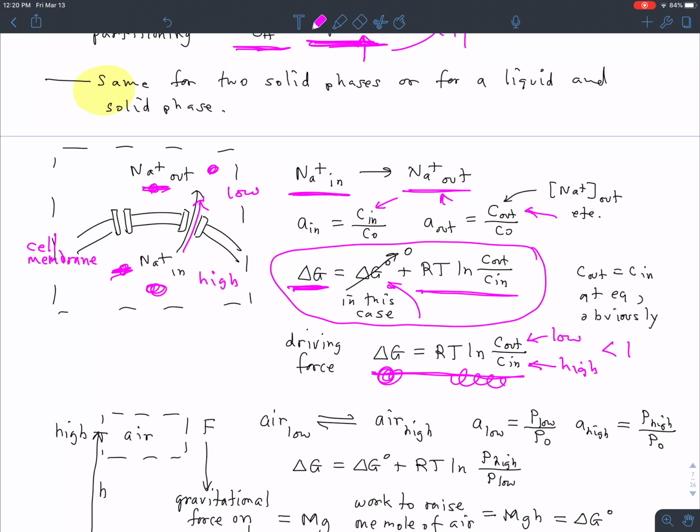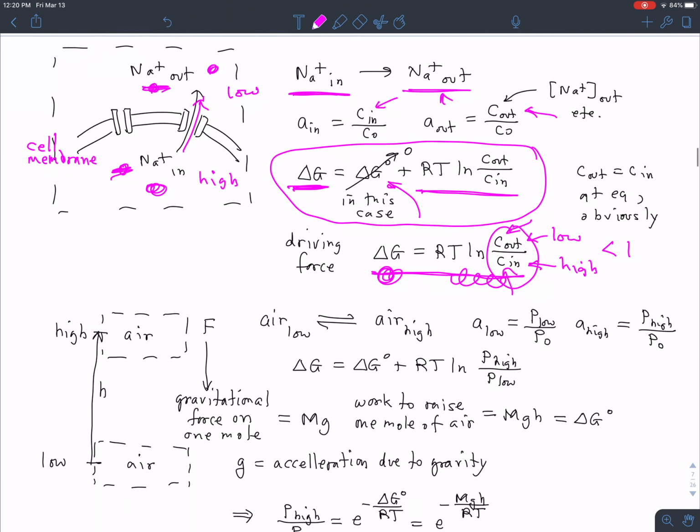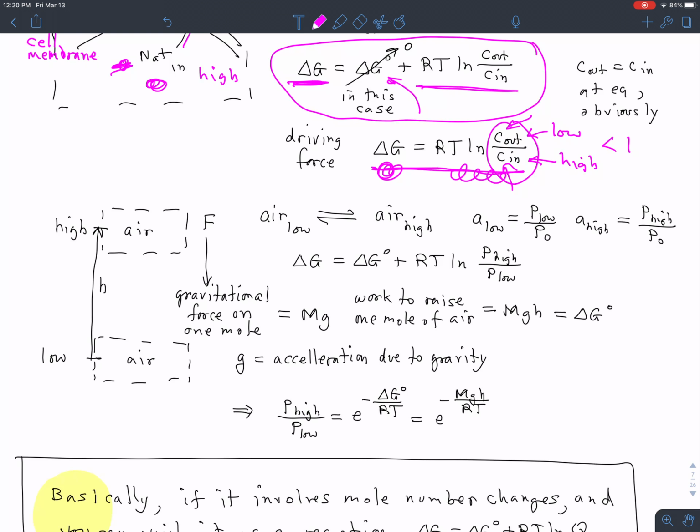If the concentration gradients ever do reach equality, so that the concentration on the outside is equal to the concentration on the inside, then of course this ratio will be 1, and in that case delta G will be 0, as you would expect. Here's the case from the exam that I think lots of people found difficult.